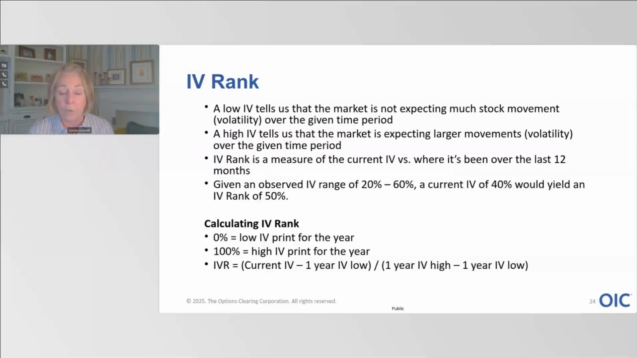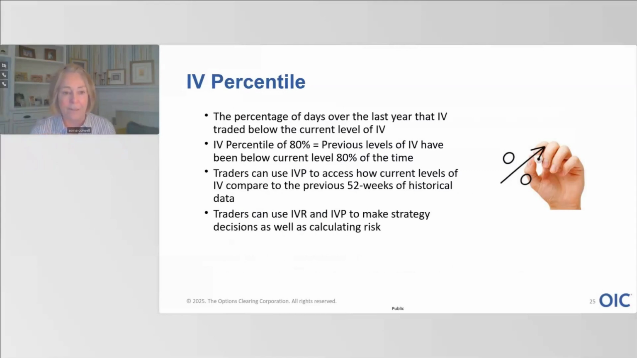Given a range of 20 to 60%, and we're at 40, the way that they calculate that is they look at where it's been on the low end and where it's been on the high end. And so they'll compare the current implied volatility to the 1-year low, and they're going to look at the current implied volatility against the 1-year high, or it's divided by the high and the low. Let me just, we'll get over here.